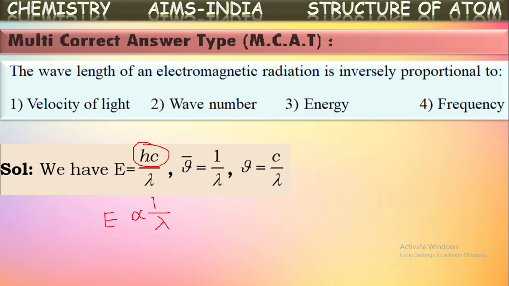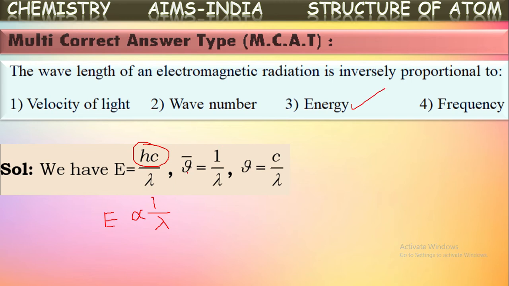It is a constant. What about c? c is also a constant, called the velocity of light, whose value is 3 into 10 to the power of 8 meters per second. As these two are constants, if you remove the constants from the equation, we get the relation between energy and wavelength as E is inversely proportional to lambda. Now what they are asking is: wavelength of an electromagnetic radiation is inversely proportional to. From this we got it is inversely proportional to energy.